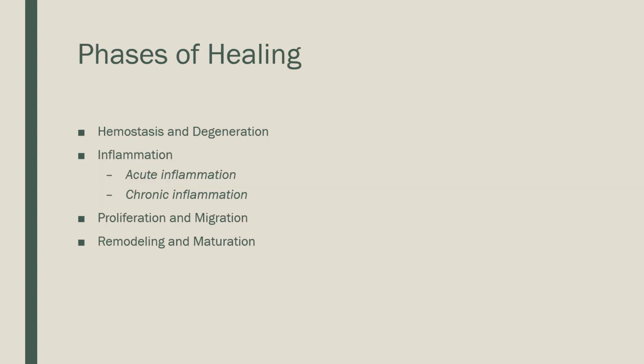Acute wounds caused by trauma or surgery usually heal according to a well-defined process with the following 4 phases that overlap and can take months to years to complete: hemostasis and degeneration, inflammation, including acute and chronic inflammation, proliferation and migration, and remodeling and maturation.